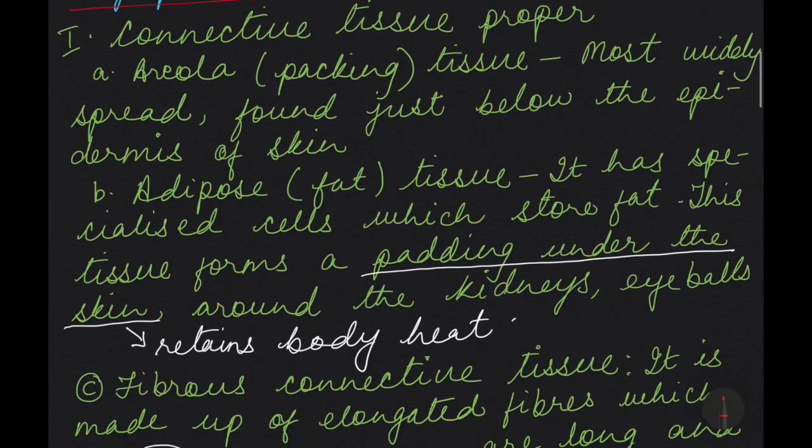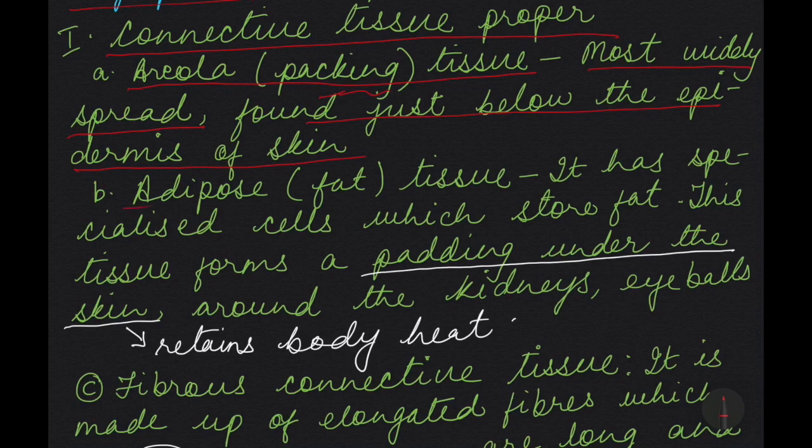The first one is connective tissue proper. The first type in connective tissue proper is areolar tissue, which is a packing tissue, most widely spread. Maximum in your body you will find the areolar tissue, and it is found just below the epidermis of the skin, because you know the largest organ in your body is your skin.